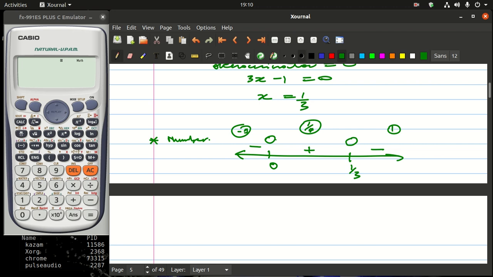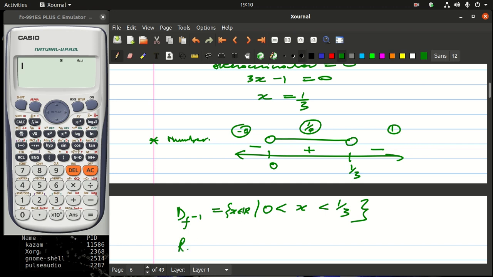So the positive region we are looking for is this region here, which says that 0 is less than x and x is less than 1/3. Therefore, the domain of the inverse function is x is an element of real numbers such that 0 is less than x and x is less than 1/3.